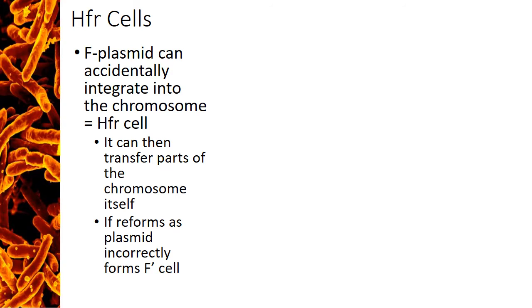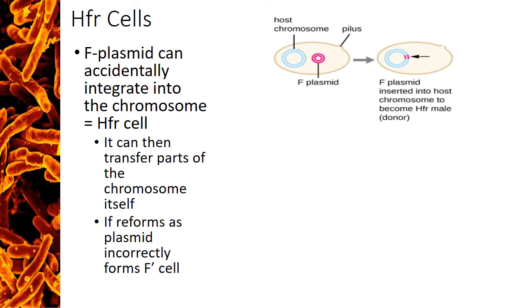Interestingly, sometimes the F plasmid will integrate randomly into the bacterial chromosome. When this happens, all of the genes for transfer are now part of the bacterial chromosome instead of on a separate piece of DNA. These are called HFR cells, for high frequency of recombination. They are named this way because recombination is going to be required in the F negative cell, unlike when the F plasmid was a separate piece of DNA.